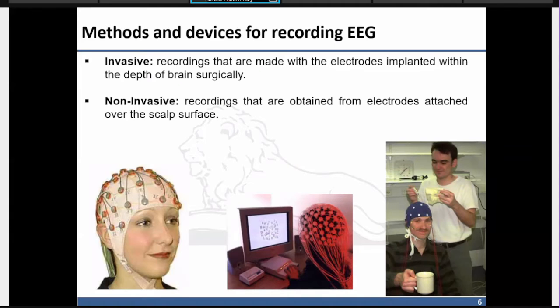So there are actually two different kinds of devices, one invasive and another non-invasive. Invasive is where the recording is done by implanting electrodes in the brain by surgery. Okay, so that was being done long back, but these days we do not have these invasive recording technologies. Now people are using mostly these non-invasive devices where we do not require any surgical operations.